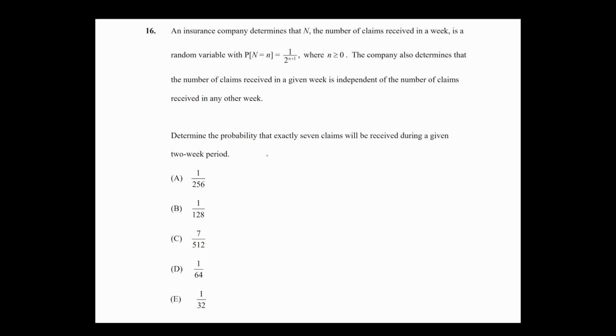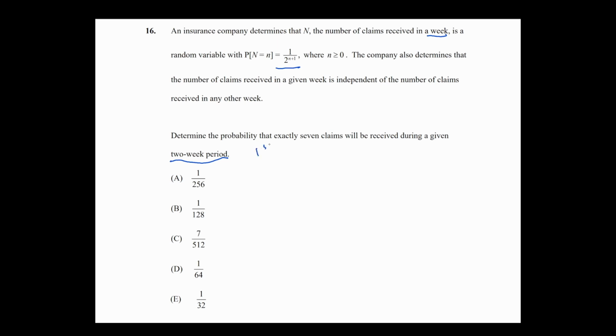So, the important point is to know that we're talking about a 2-week period. But this formula of each week's probability is only for 1 week. So we need to go over different possibilities of how to get 7 claims in total for 2 weeks. So let's write a table.